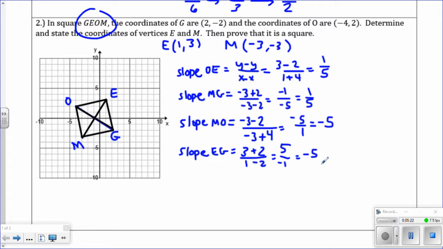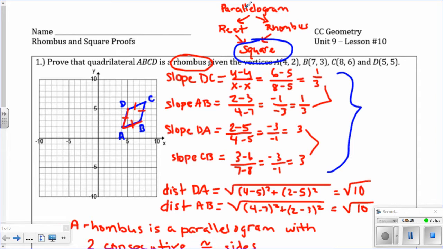Okay, what else do we have to do? I think of it this way. If you go all the way back up, okay, so we proved it's a parallelogram. Let me cross that off. You really are proving it's a parallelogram, a rectangle, and a rhombus. So let's do rectangle next. How do we prove that we have a rectangle?